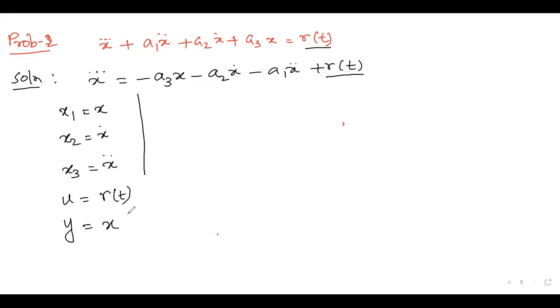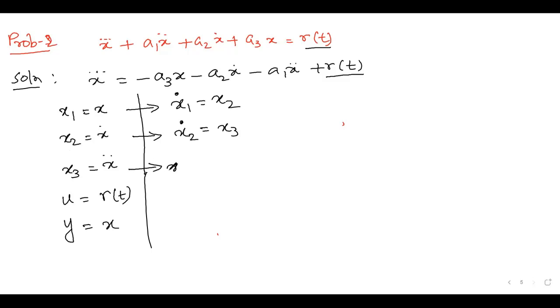Now we will write this third order equation as 3 first order equations. How? From this equation you can write x1 dot equal to x dot. What is x dot? x dot means x2. So write x1 dot equal to x2. Is it clear? Then x2 dot means x3. This is also a first order equation.